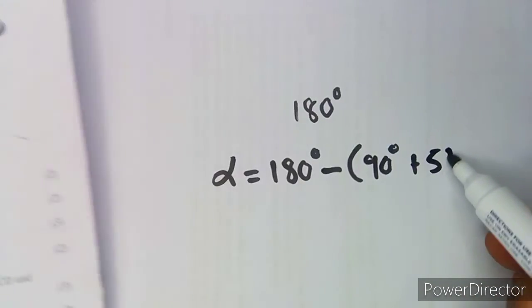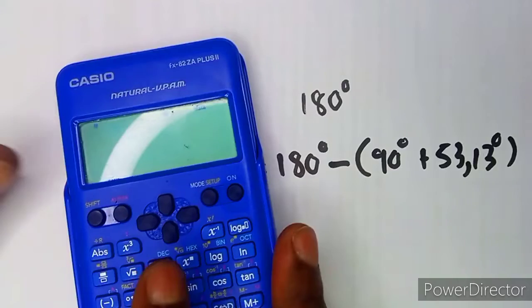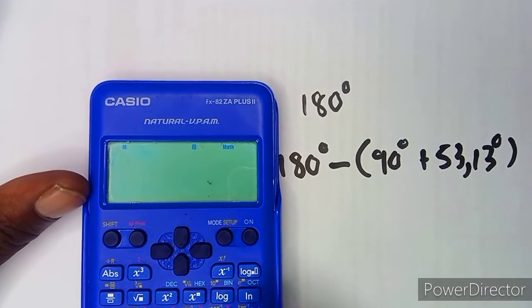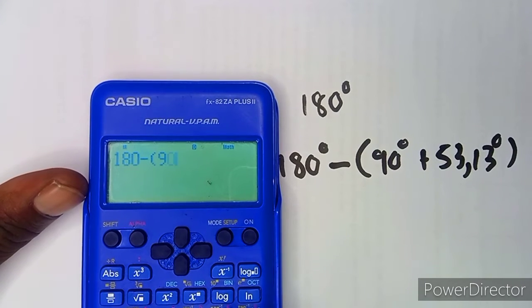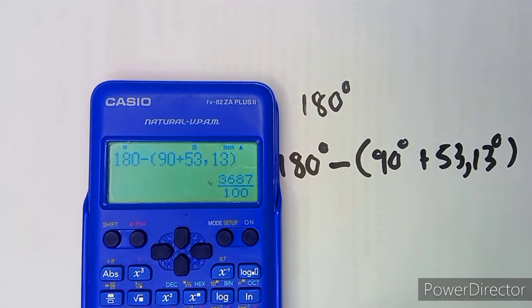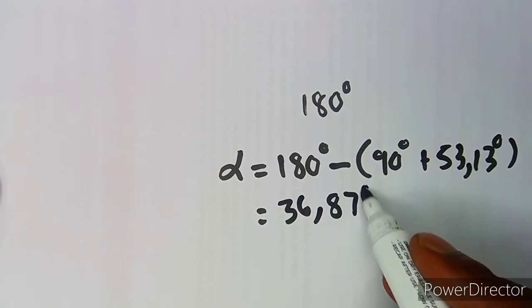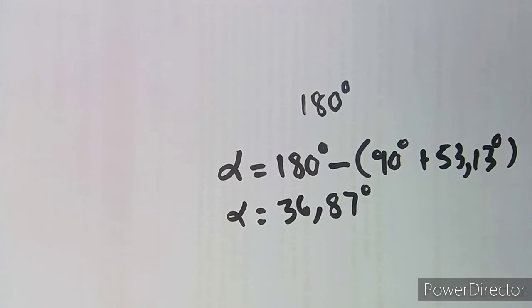So we have 53.13 degrees. So this is what you are going to have, and from your calculator, this part you can just simplify it direct. That's 180 minus open bracket, that's 90 plus 53.13, close the bracket. Then we have this, convert to a decimal, is 36.87 degrees. That will be the angle alpha. That is what we had for angle alpha.